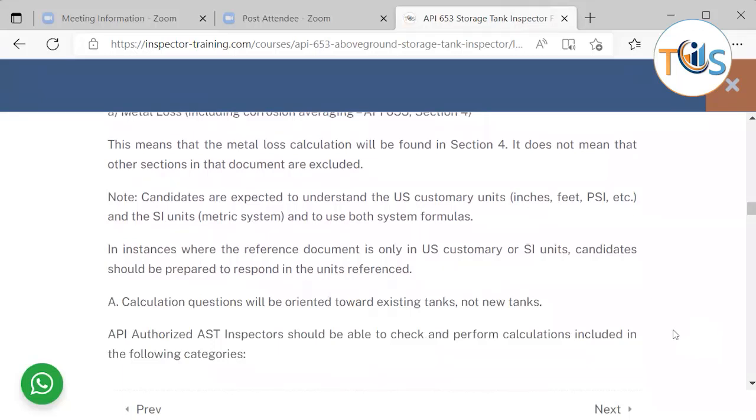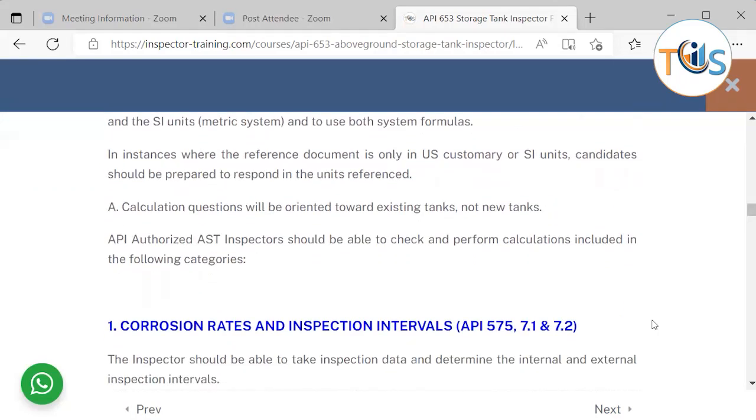You should also note that sometimes the question comes in US customary or SI system, and you should be able to use both systems. In all the codes and recommended practices, the tables include both US units as well as the ISO or SI metric units. In instances where the reference document is only US or SI, candidates should be prepared to respond in the units of the reference.